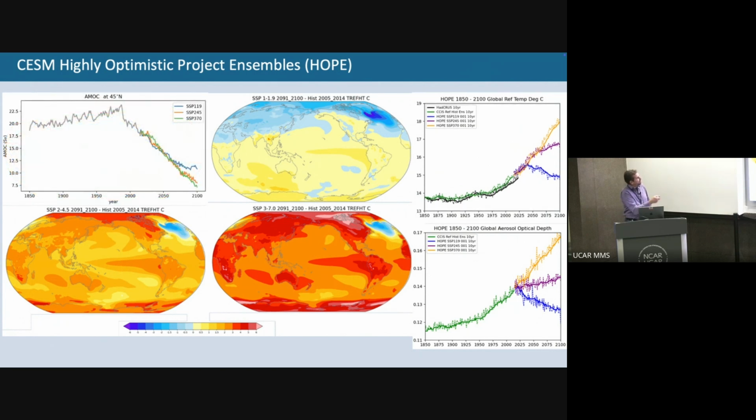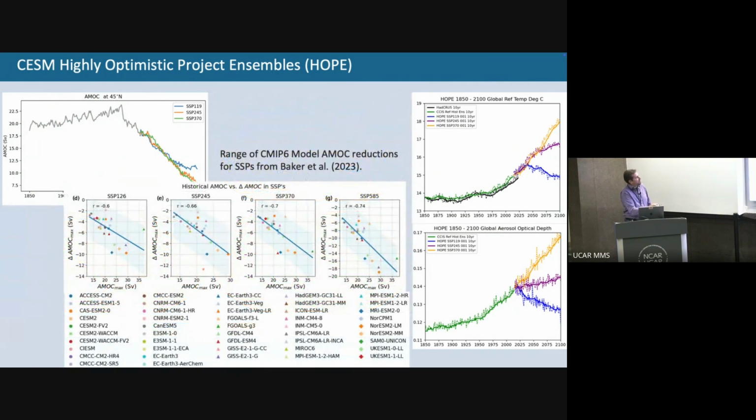So the question is what's happening here? We can see that all three of the scenarios, the blue line here is the 1-1.9, have this collapse in AMOC, and it takes a long time for AMOC to turn around once you get to this cooling phase. That's consistent across the CMIP6 archive. This is a paper where they showed the decrease across all scenarios of AMOC, and the response of the decrease in AMOC is really relative to the size of AMOC.